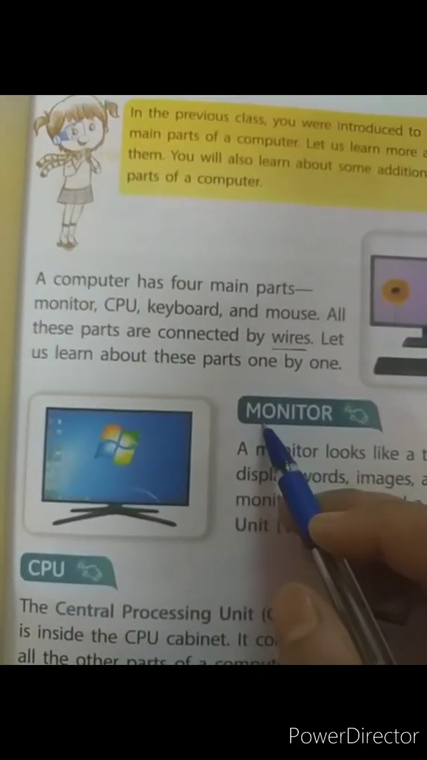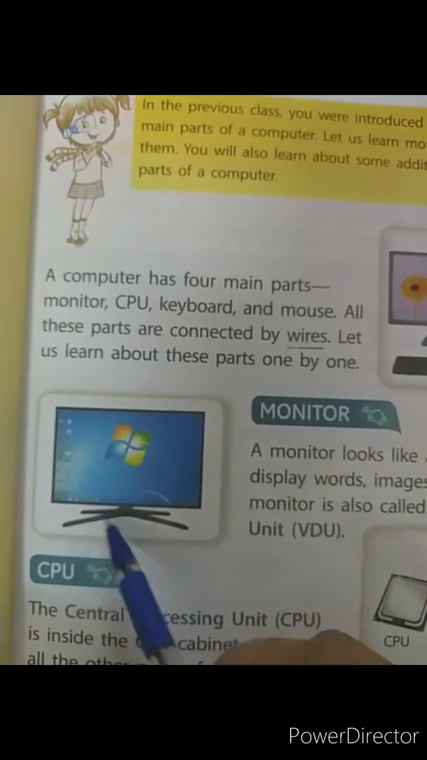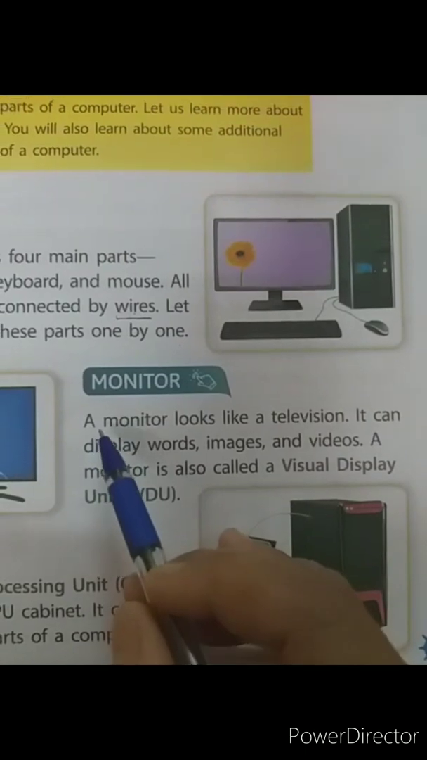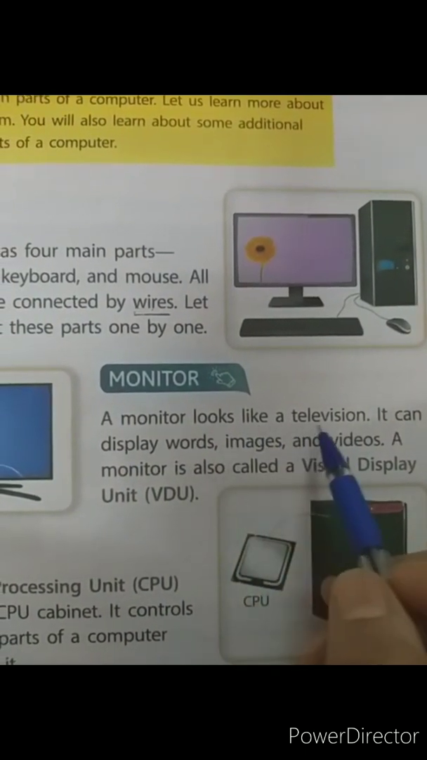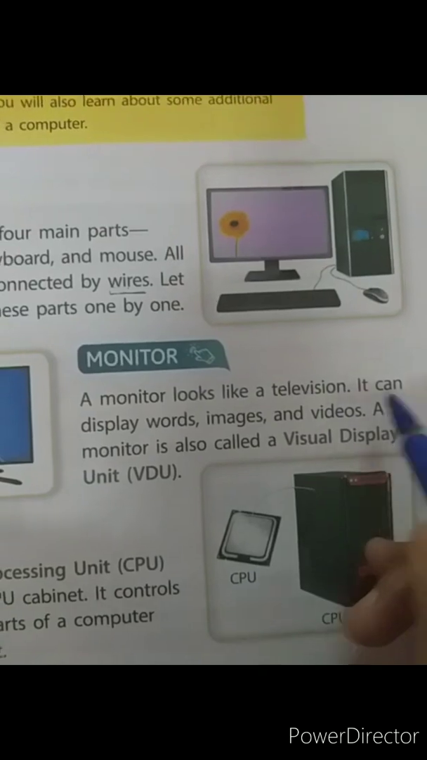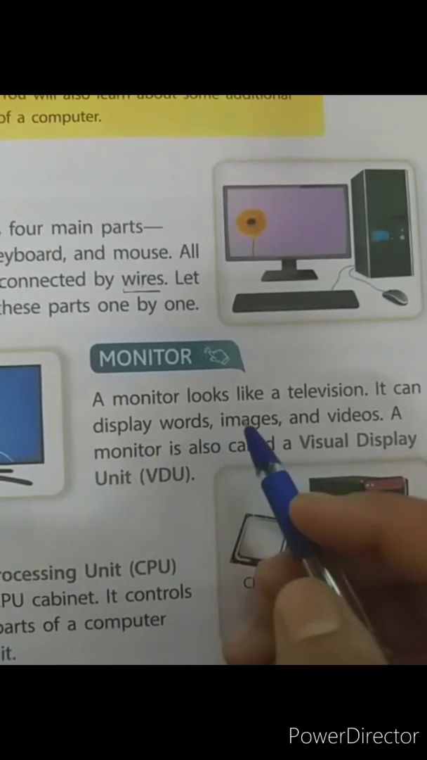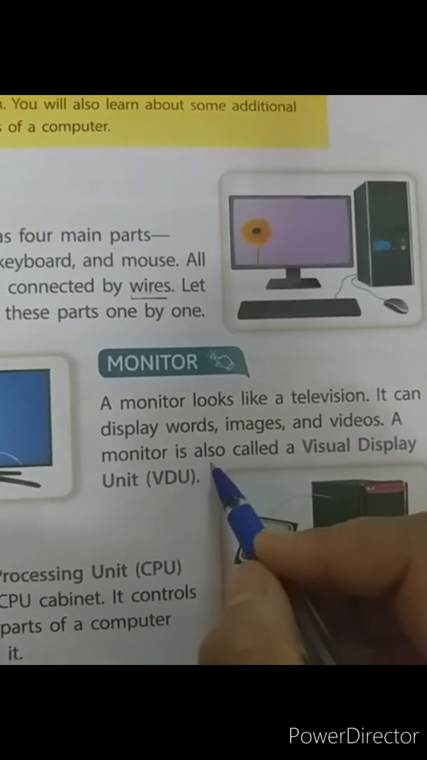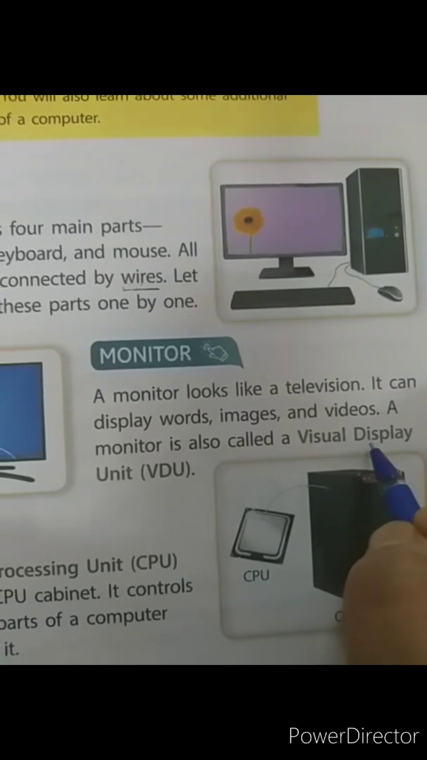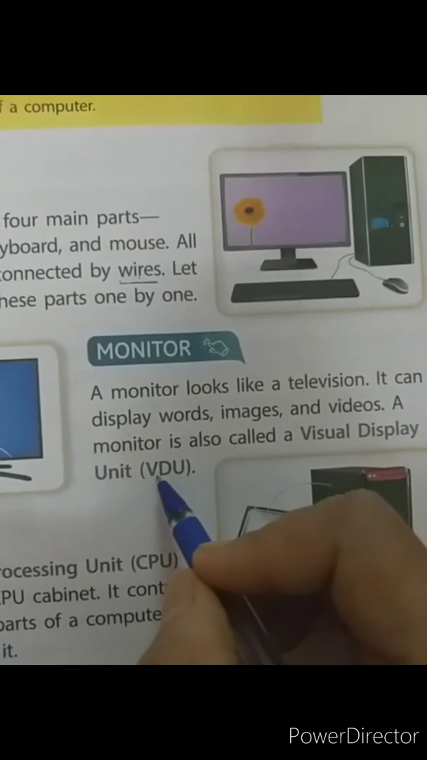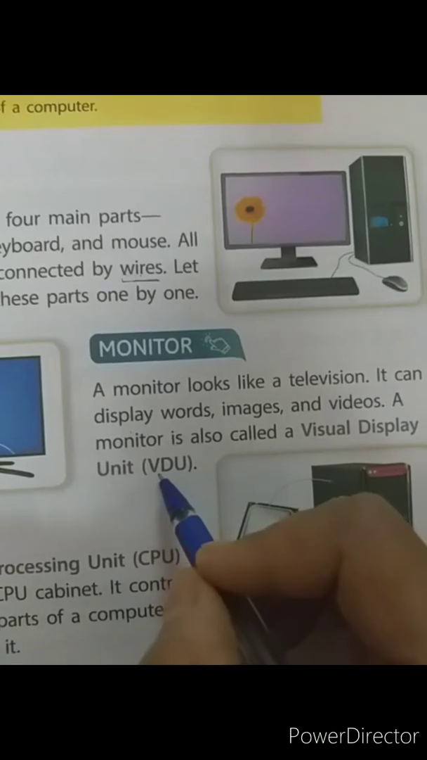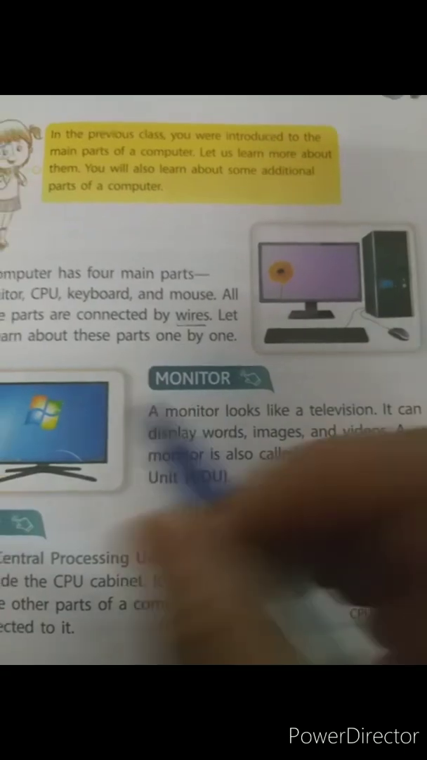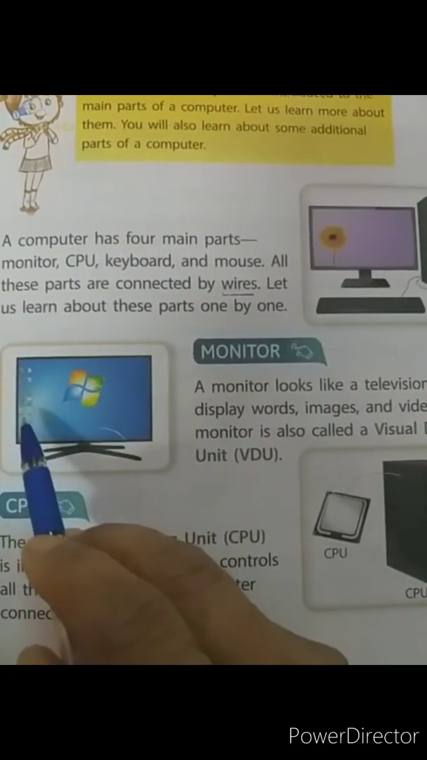Let us learn about these parts one by one. So first is monitor. Look at this picture. This is a monitor. A monitor looks like a television. It can display words, images and videos. A monitor is also called a visual display unit. In short, we will say VDU.